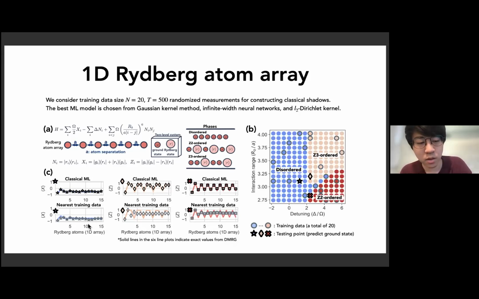On the other hand, if one uses a more naive strategy, for example, this nearest training data method, that is, in order to predict these points, you just pick the closest point in the training data to make a prediction, then the result is much worse than classical machine learning algorithms.